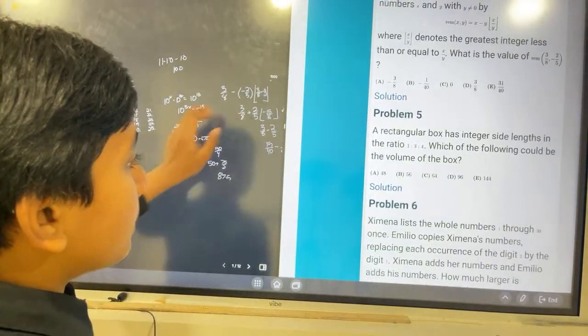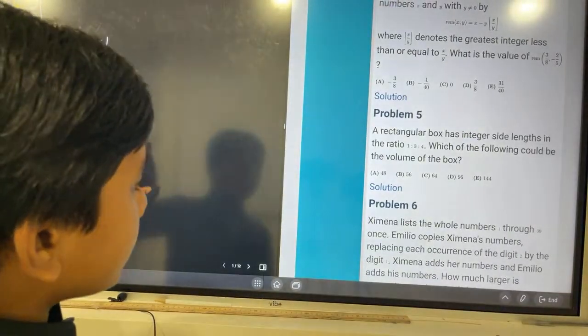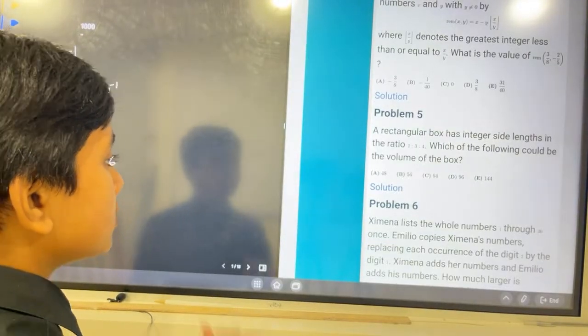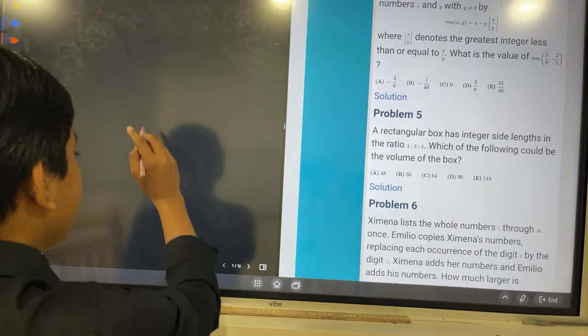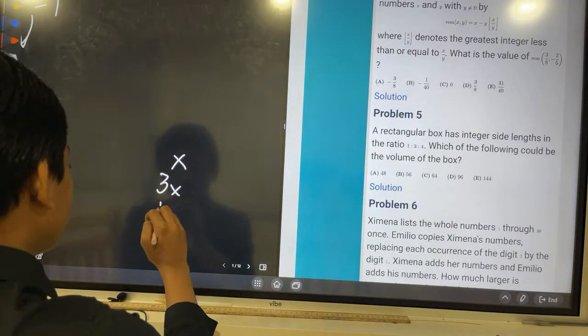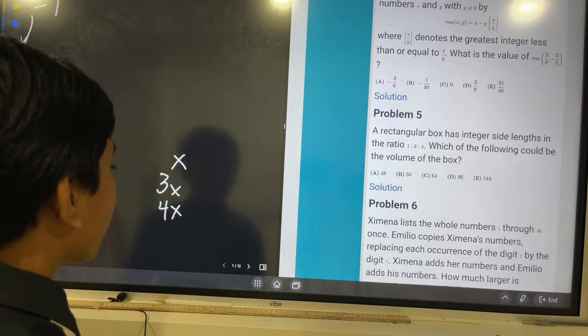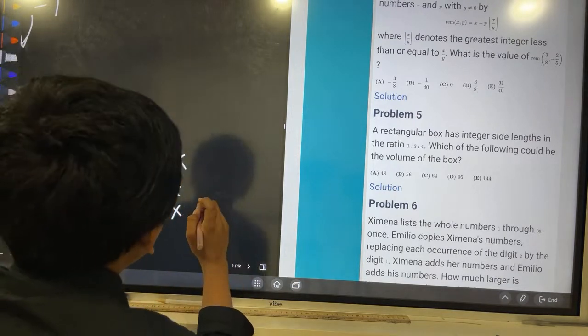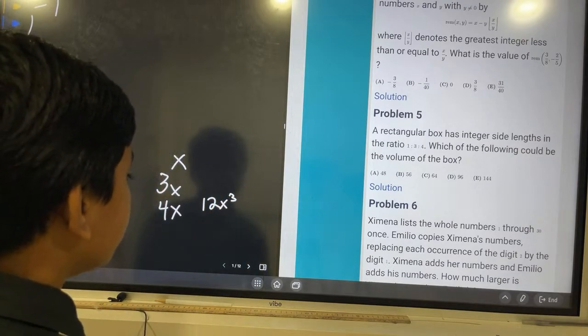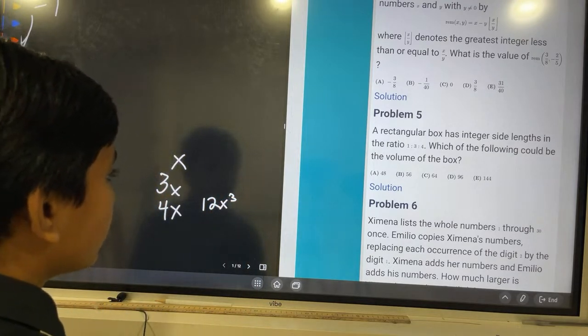A rectangular box has integer side lengths in the ratio 1, 3, 4. Which of the following could be the volume of the box? So if the side length for the smallest side is x, then the second smallest side is 3x, and the biggest side is 4x. Multiplying those all together gives us 12x cubed. So it's got to be a multiple of 12.